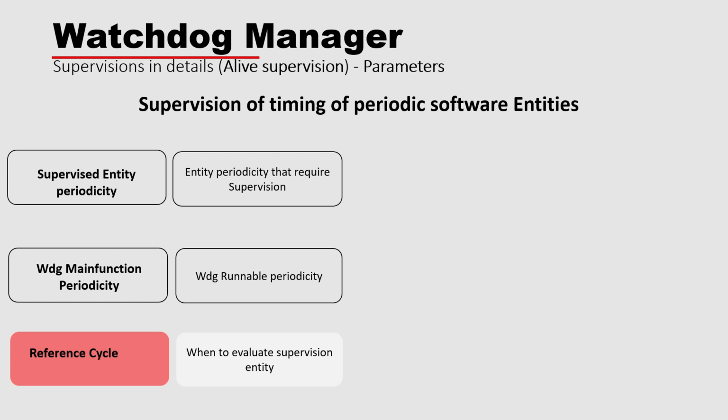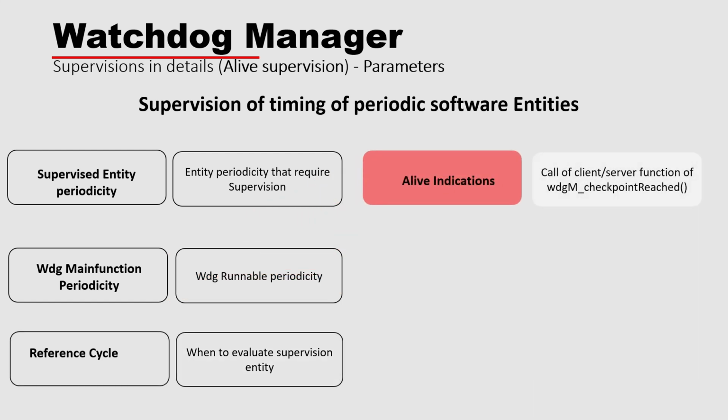The fourth parameter is the Alive indication. The Alive indication parameter is simply a parameter which is increased by 1 each time the runnable calls Watchdog Manager checkpoint reached. This is important. You must put this checkpoint reached function at the end of the entity that you want to supervise. Every time the 5 millisecond or 10 millisecond entity that you supervise comes, it will call this function, the checkpoint reached. You can think of it as a counter. Every time the checkpoint reached is called, the counter is incremented by 1.